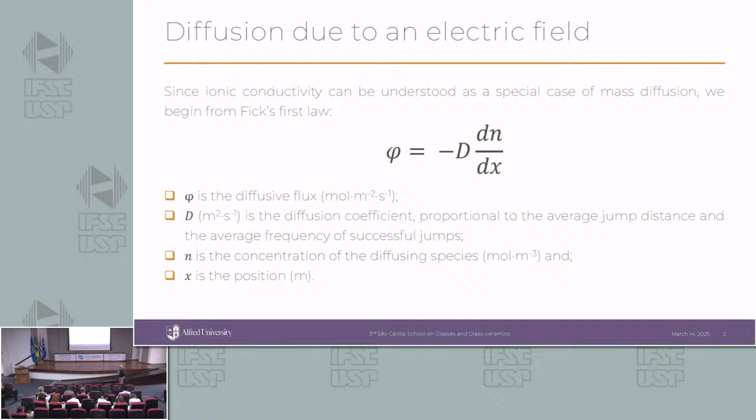But the idea here is to define this parameter here, D, which has already been introduced in a couple of talks, including Professor Thomas' talk earlier today. But this is known as the diffusion coefficient. So let's keep that in mind, and this is going to be one of the most important things to understand when talking about these ionic conductivity models.